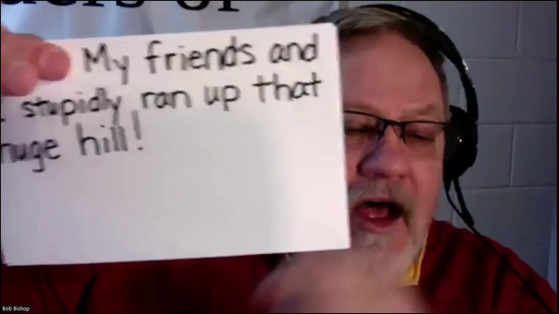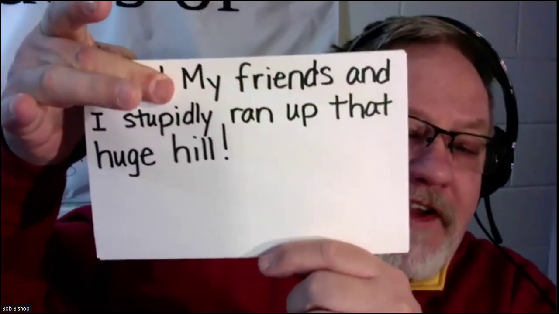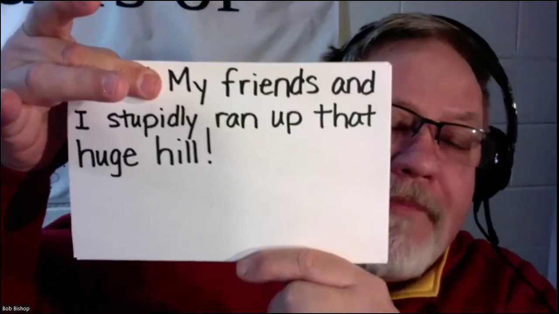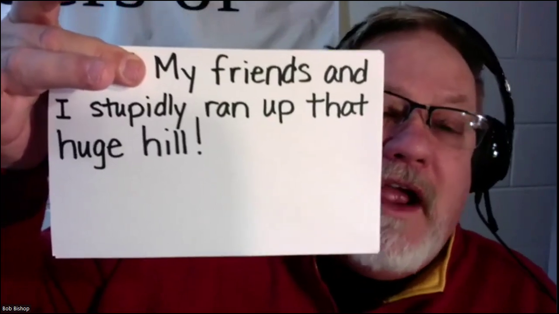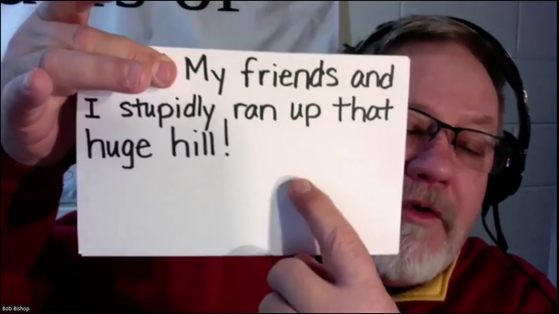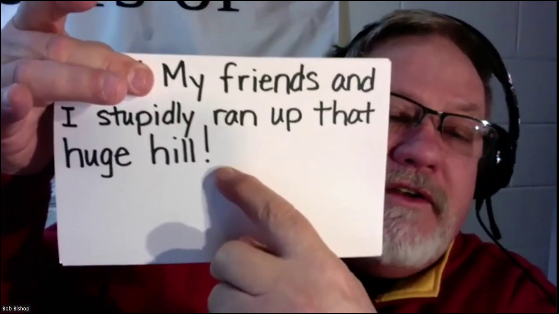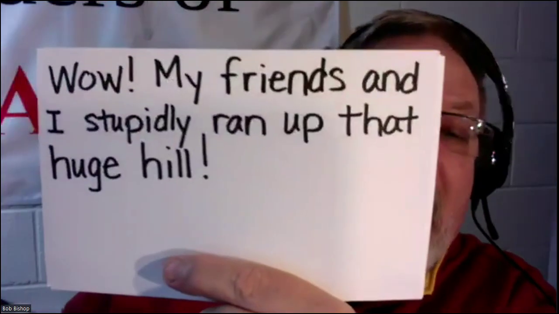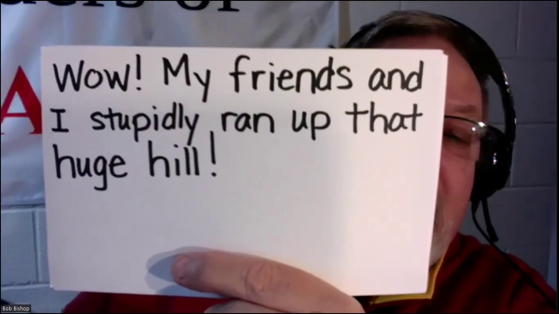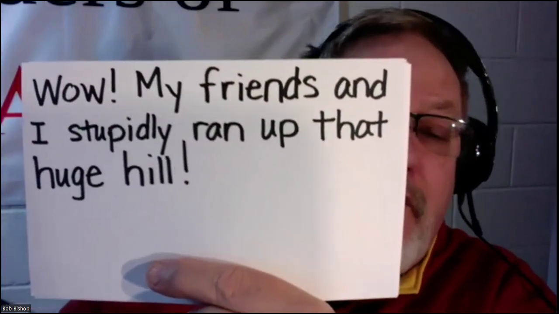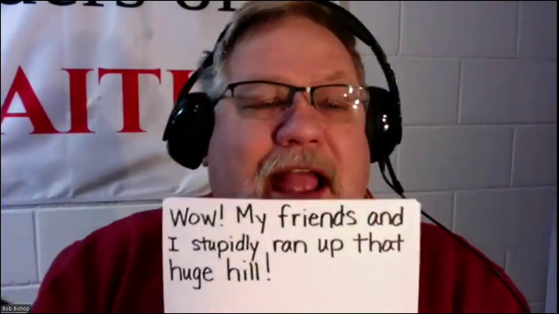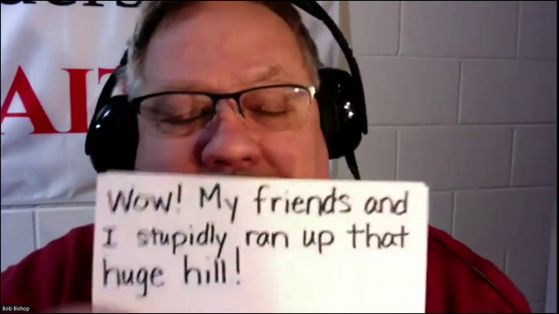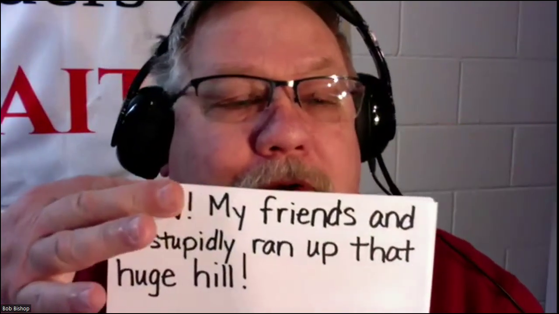So we could do this. Take the interjection off. My friends and I stupidly ran up that huge hill. Exclamation point. Okay. There's no interjection there. There's an exclamation point, but it's not an interjection. Wow is the interjection. Meaning you don't have to use the word wow. It still makes sense grammatically without the word wow.